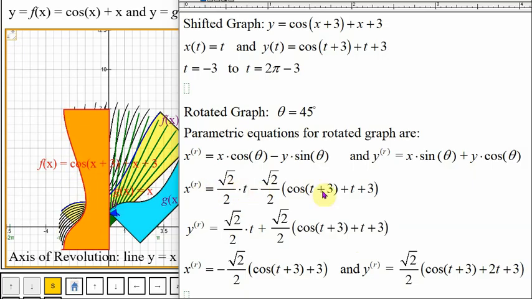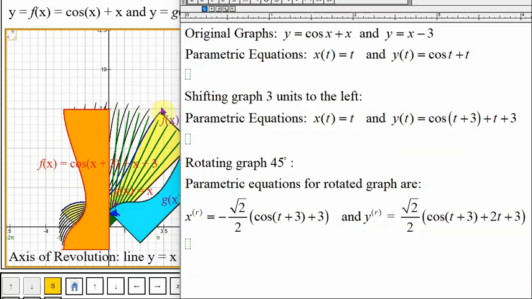And then simplify, we get x rotated to be negative square root of 2 over 2 times cosine of t plus 3 plus t. Because right here we get t minus t, which is 0. And then for this expression right here, we can rewrite it as the square root of 2 over 2 times cosine of t plus 3 plus 2t plus 3. So once again, this set of parametric equations right here is for this graph.